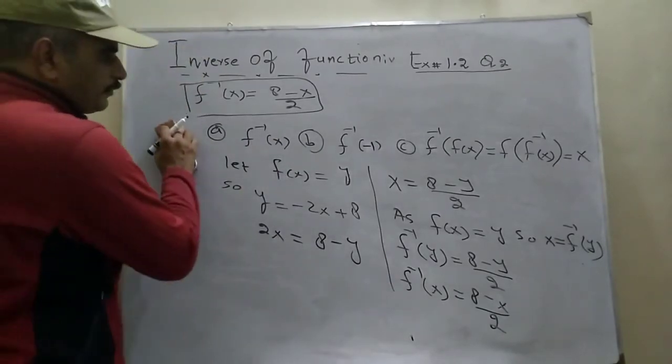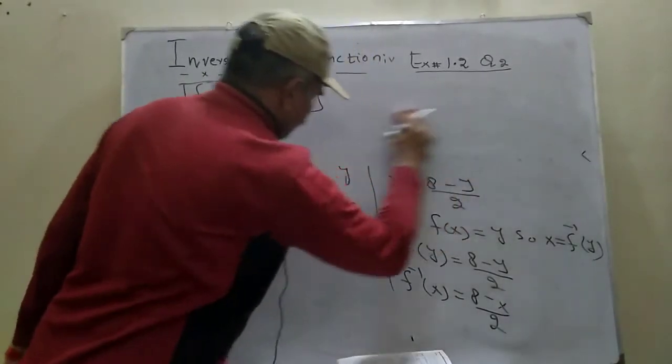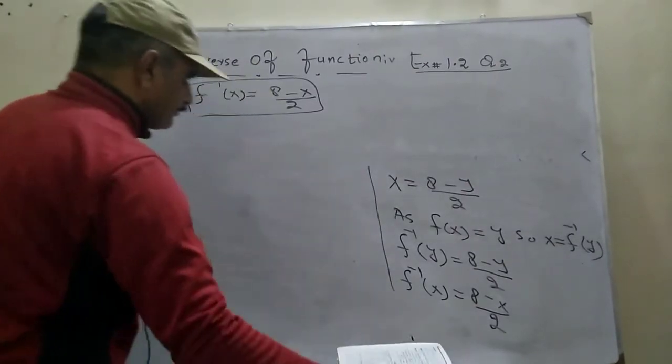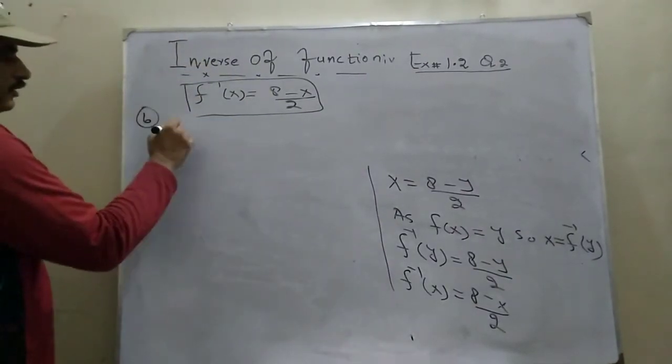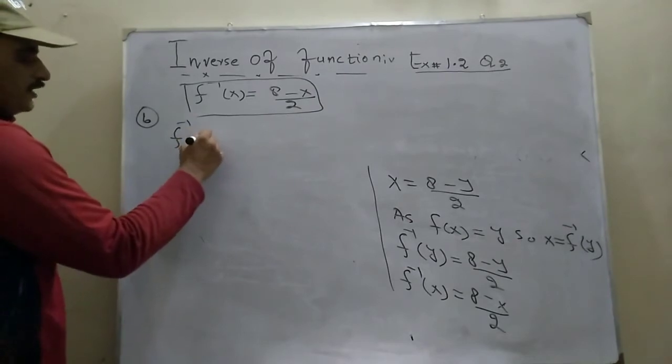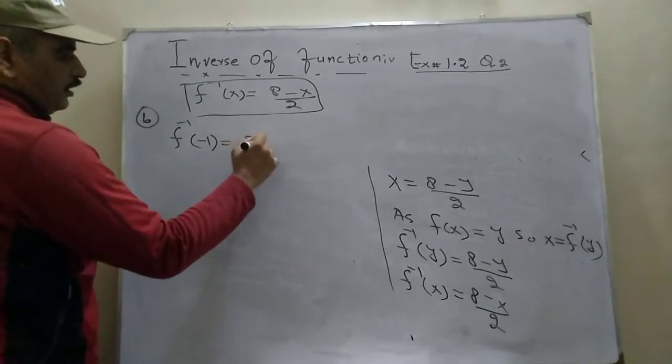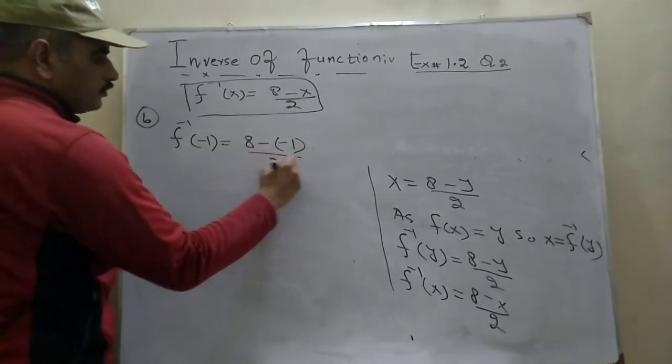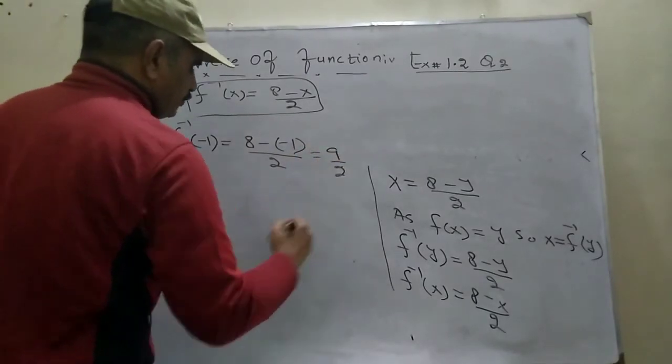And what is the second part? To find f inverse of minus 1. B part, the value of the inverse function at -1. So (8 minus (-1)) over 2, the value will be 9 by 2.